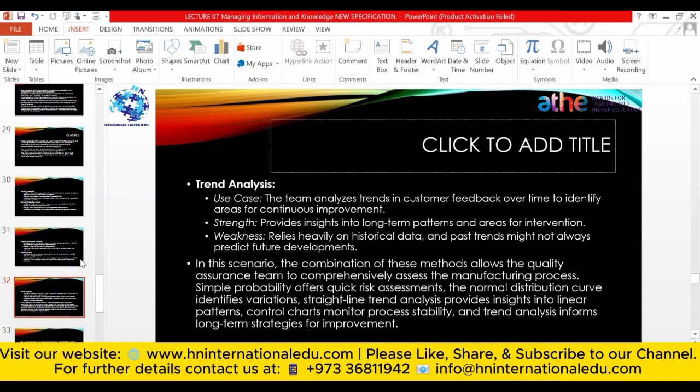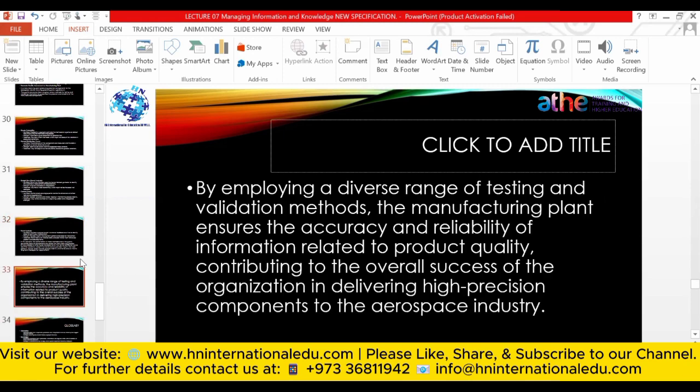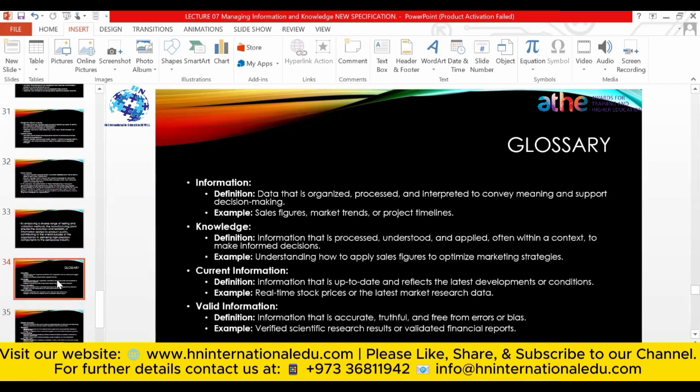The whole points and methods of testing and validation. By employing a diverse range of testing and validation methods, the manufacturing plant ensures the accuracy and reliability of the information related to product quality, contributing to the overall success of the organization in delivering high precision components to the aerospace industry. Now, this is the glossary from assessment criteria 3.1 till 3D.